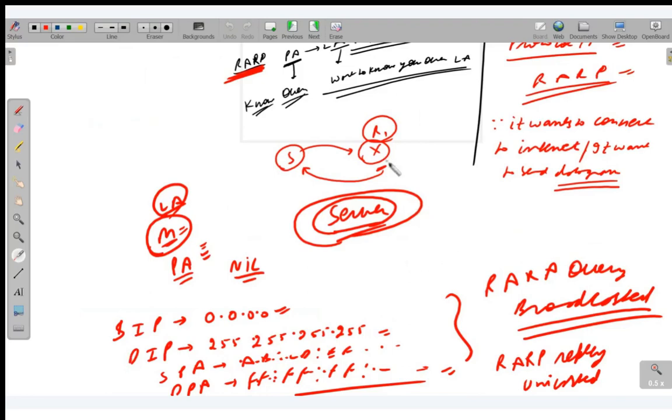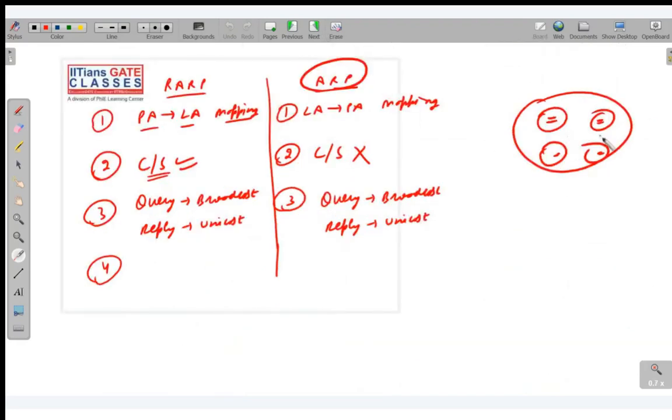Please do not think like in proxy ARP, where the router was telling its own physical address to the sender, and the sender was sending the packet to the router, and the router was forwarding it. It cannot be done in RARP, because you want to know your own physical address. How will the router keep your physical address? If the router is keeping your physical address, that means it is acting like a server. Any doubt here, or is it okay?